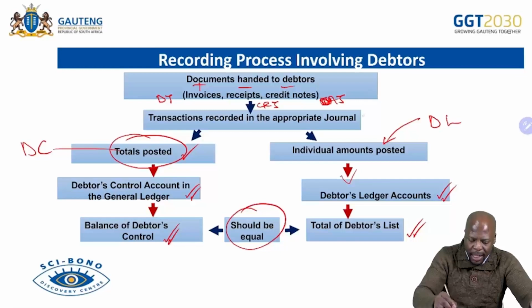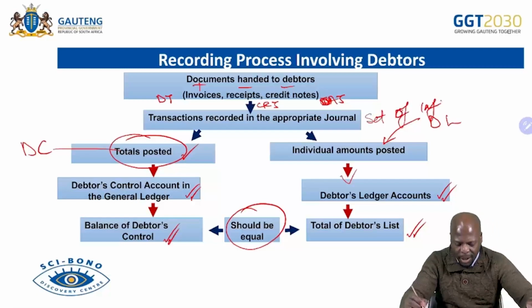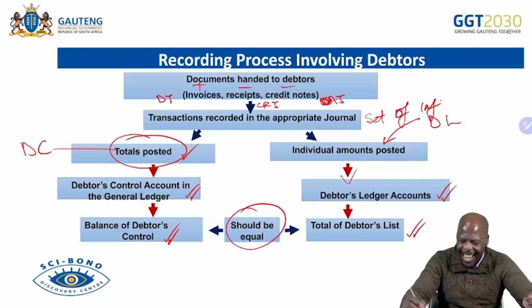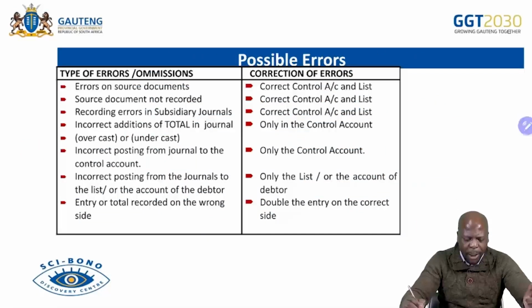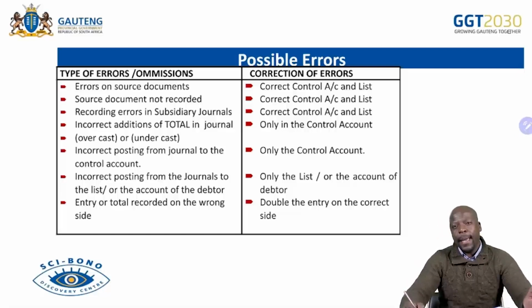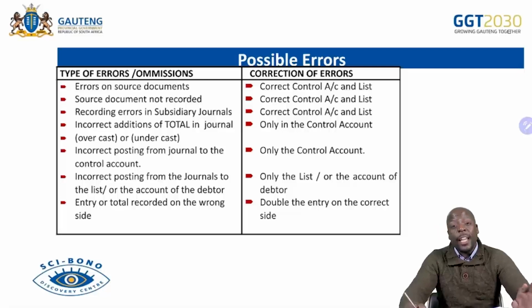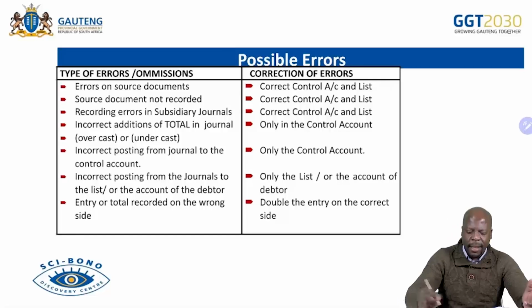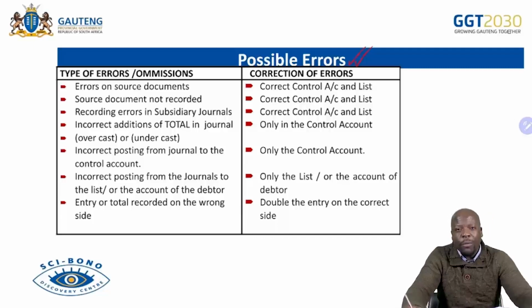Why? Because they are created from the same set of information. They're created from the same set of information, and the debtors control is a summary of the debtors list. Okay, let us continue now. I want you to understand that when the debtors control and the debtors list do not agree, they should agree. But in the event that they do not agree, that simply means there are errors. Errors simply means something was either added incorrectly, we added less, we added more, or things like that.